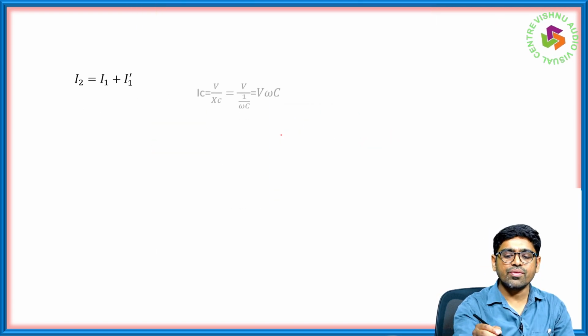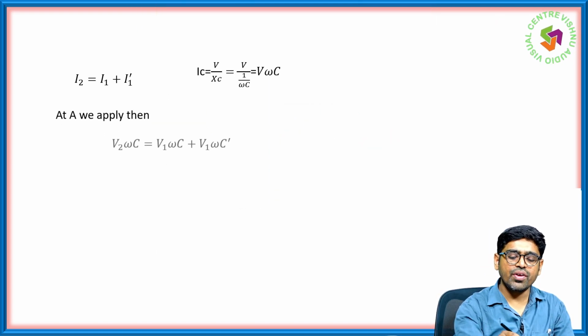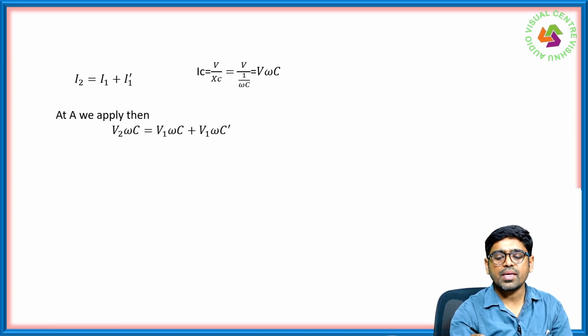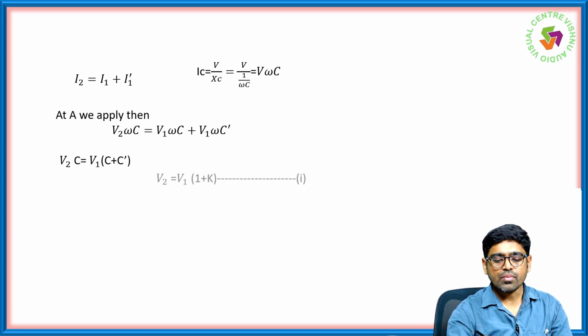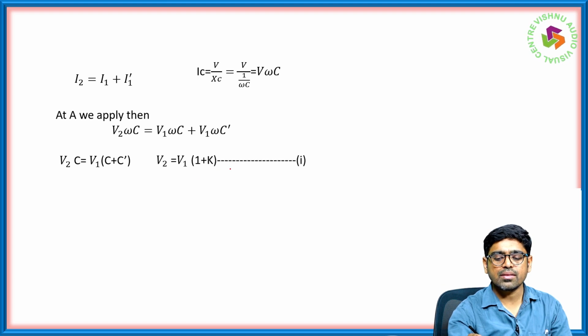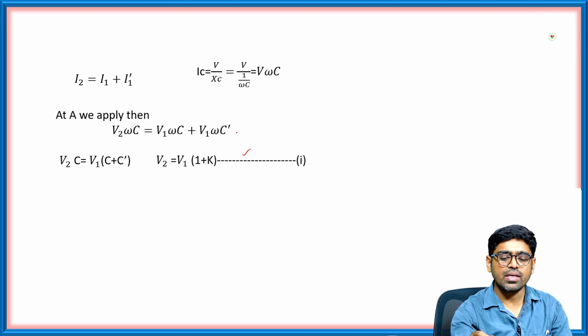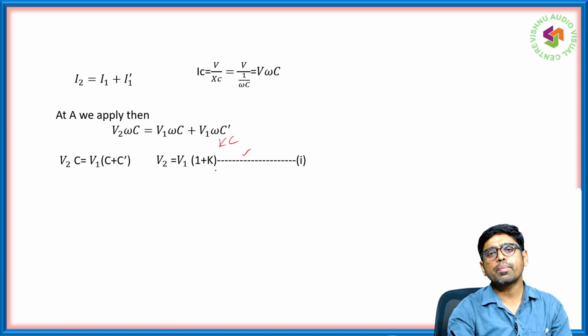If you apply that relation, then V2 omega C equal to V1 omega C plus V1 into omega C dash. If you simplify this further, omega gets cancelled. C dash is nothing but K into C, so if you apply that, then V2 equal to V1 into (1 plus K).